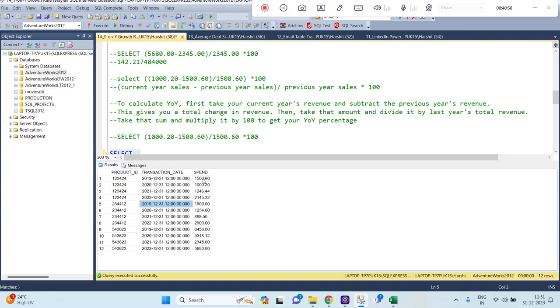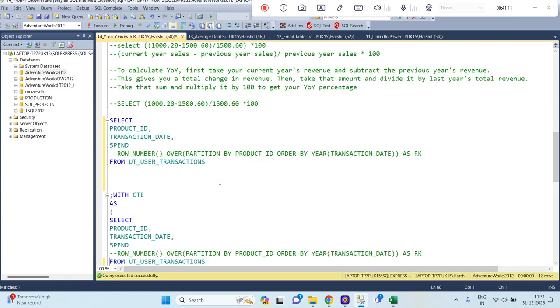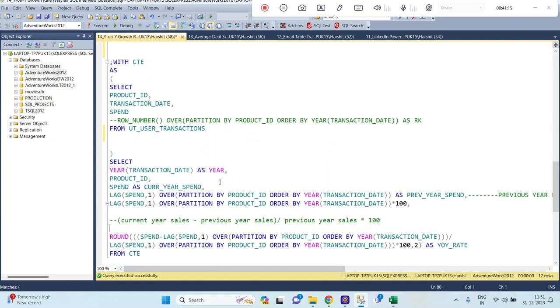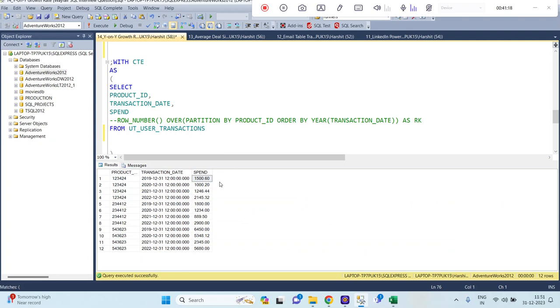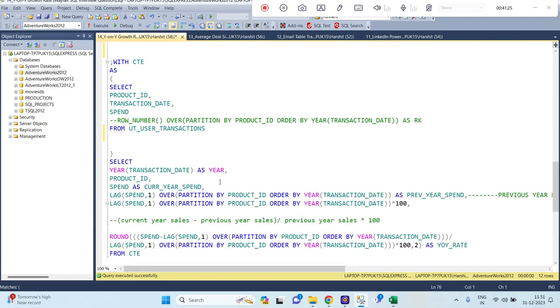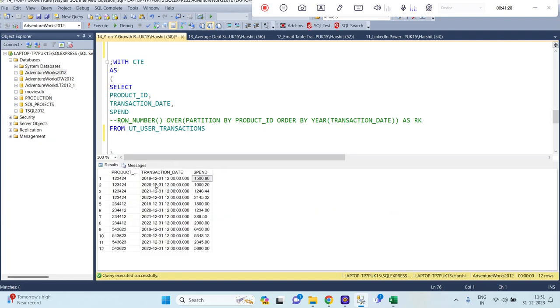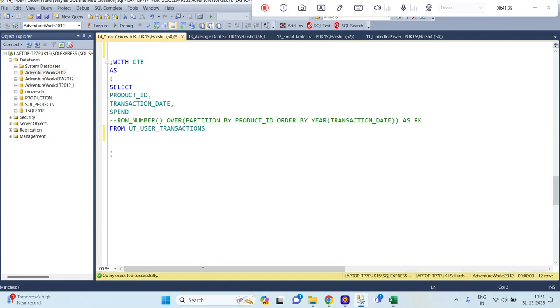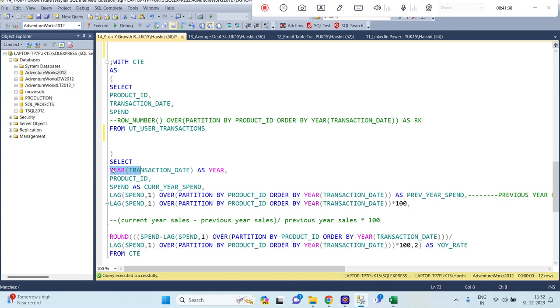So here spend is also given, right? But what is the additional column that is required? We need to find previous year sale, because for our formula purpose it is required. So over here I have taken the transaction date. From the transaction date our requirement is year only. So I have taken the year of transaction date over here. It will give me 2019, 2020, 2021 and 2022.